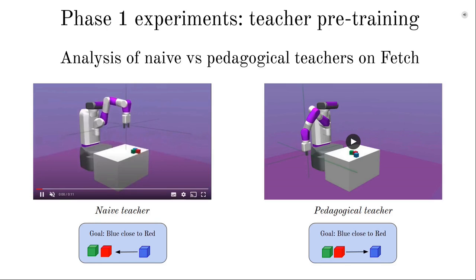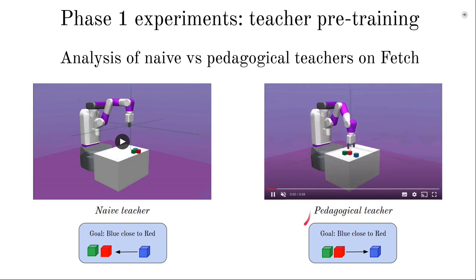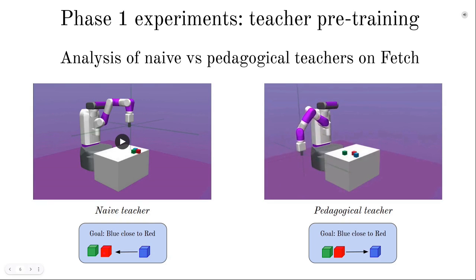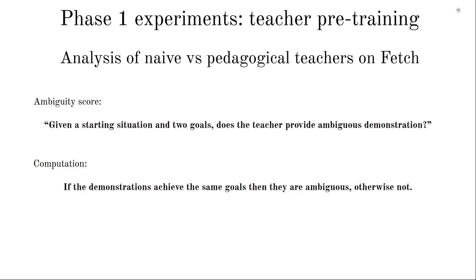In the first phase, we train naive and pedagogical teachers. Let's see what is the difference between those two agents. Assume the teacher wants to demonstrate a goal state where the blue block is close to the red one. A naive teacher may move the blue block to the red one, but this would be ambiguous. Is the goal to put the blue block close to the green one or to the red one? By contrast, a pedagogical teacher would move the red block close to the blue one, hence away from the green one, resolving the ambiguity. The pedagogical teacher is introduced to avoid ambiguity in demonstrations.